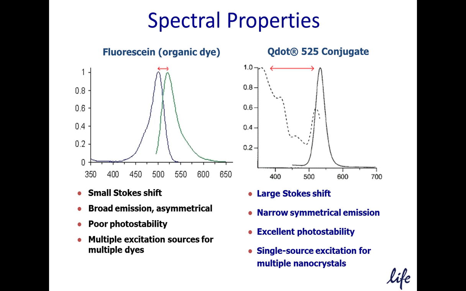One of the most important distinctions in the optical properties of quantum dots is that they have a very large Stokes shift, or the distance between the excitation and the emission wavelength. In general, organic dye molecules have emission maxima close to their excitation maxima, so it is difficult to resolve more than one or two dyes off of a given excitation source without using a tandem construct. By contrast, Q-dot nanocrystals are most efficiently excited in the UV to violet region and have discrete emissions. The Q-dot emission peak is narrow and symmetrical, and they are very photostable.